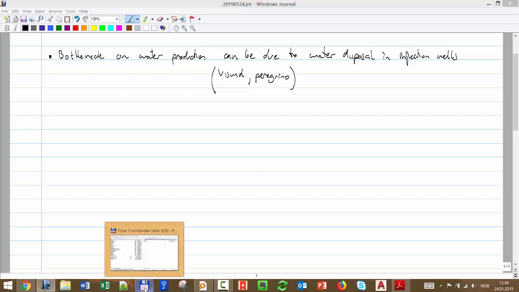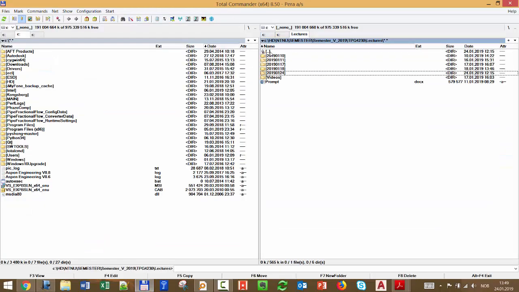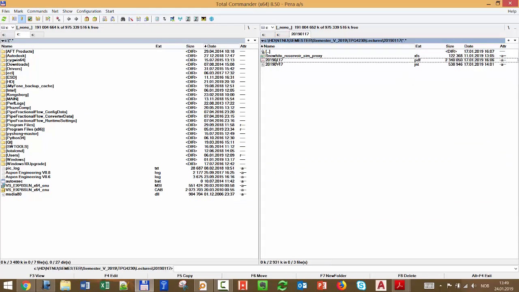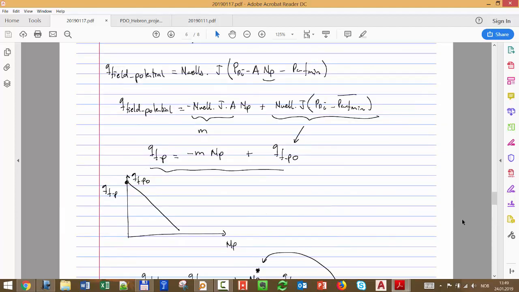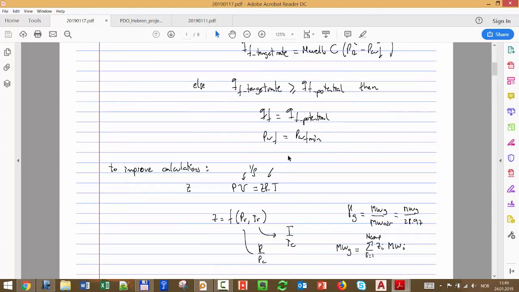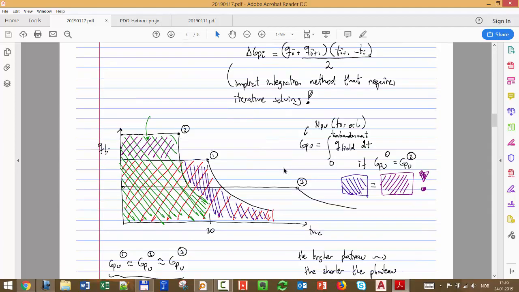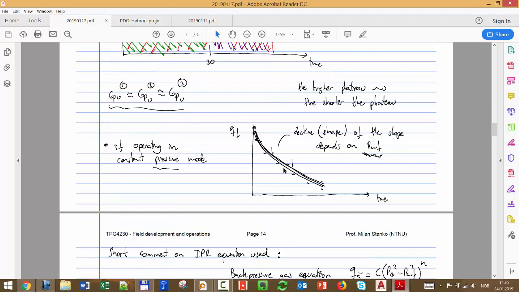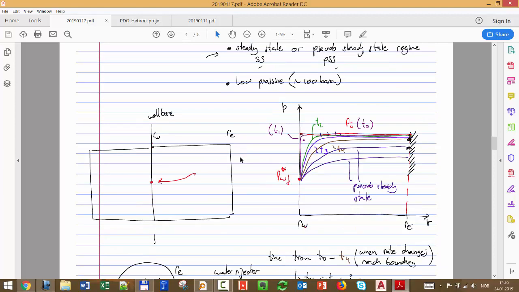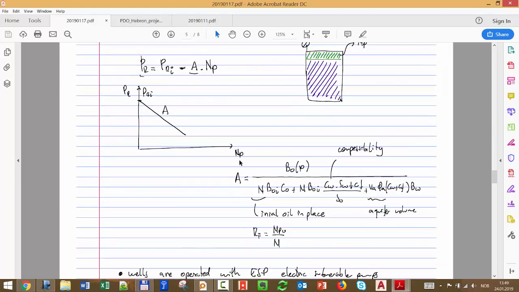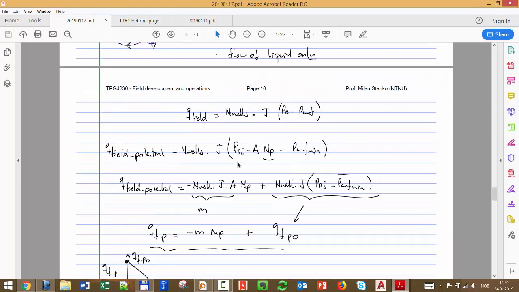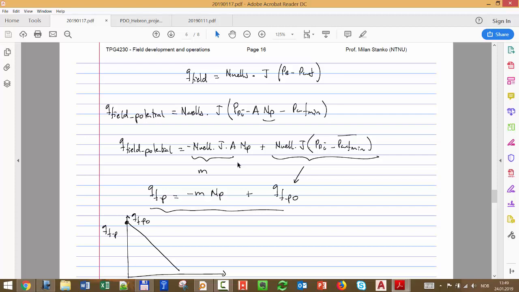Then we had this class we had on the 17th. Okay. And what we have done in this class was to try to develop an analytical equation simply for the profile of the rate of the field, okay, for the profile of the field.